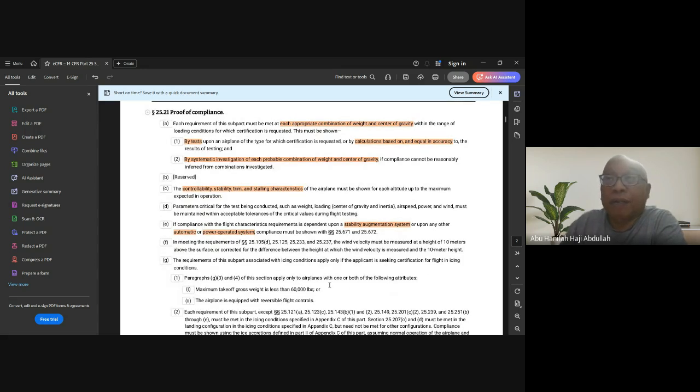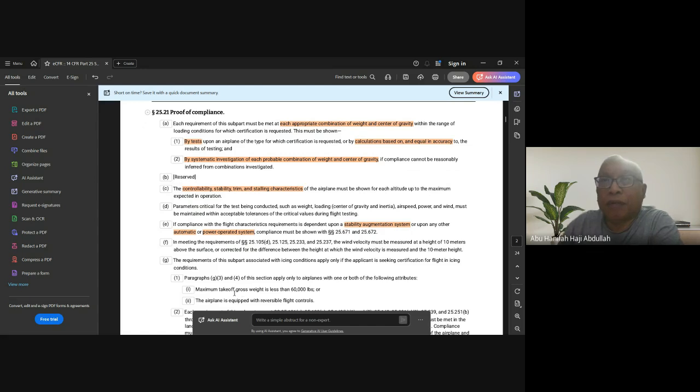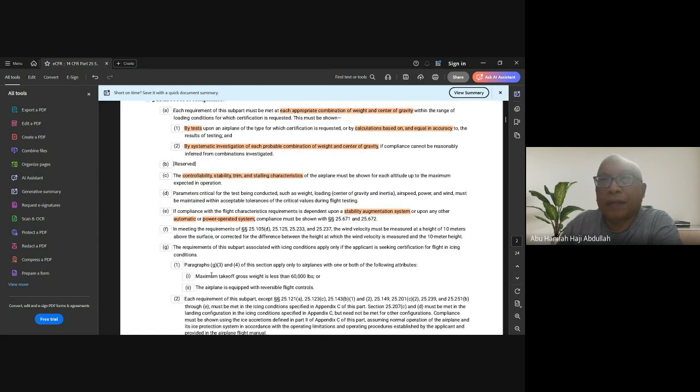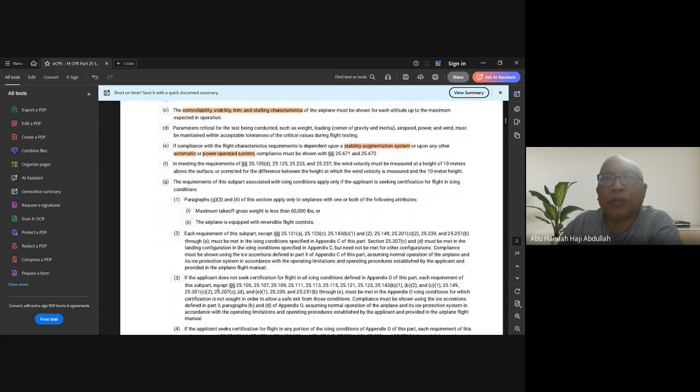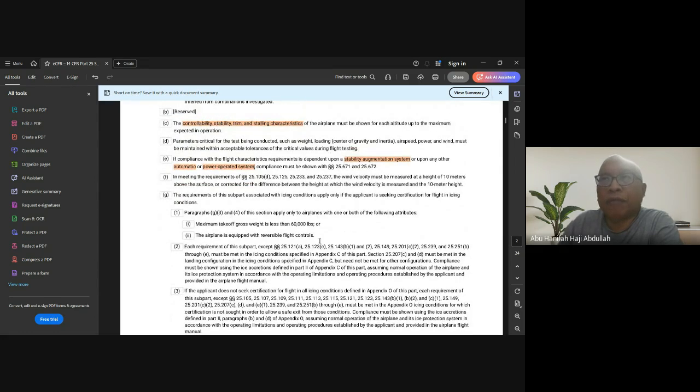And then also maximum takeoff gross weight of 60,000. This section applies only to a plane with one of the following: maximum takeoff weight less than 60,000, for G3 and G4. Okay, G3 and G4, we move on. This one is, for example, A320, we have 120 tons.